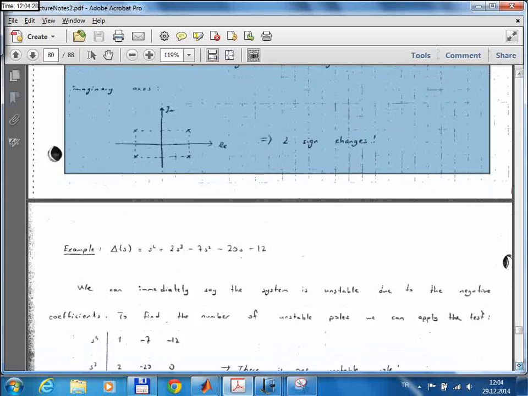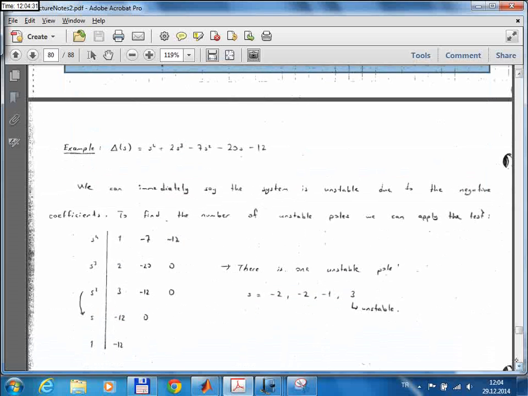So I think there's another example here. Let's take a look at this example.